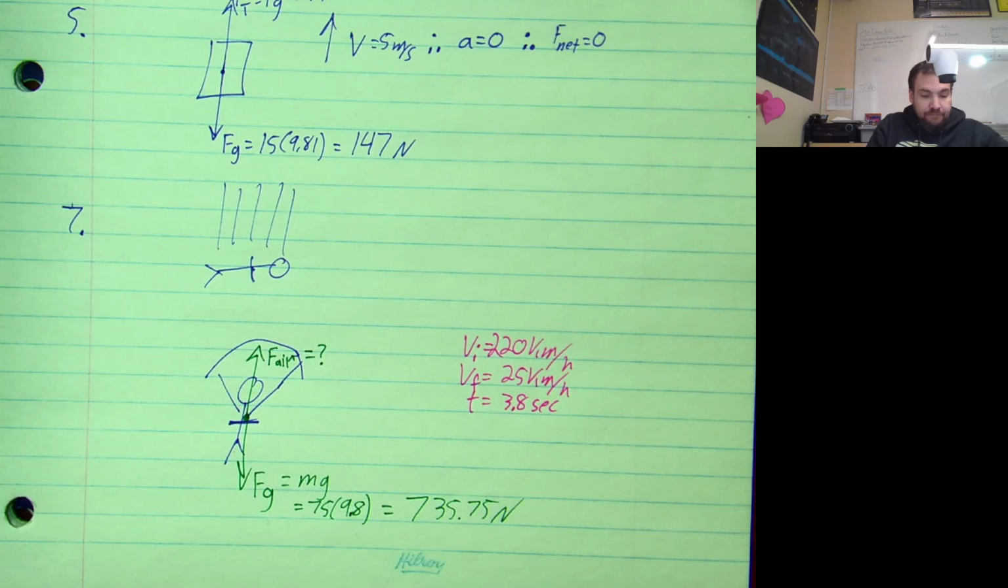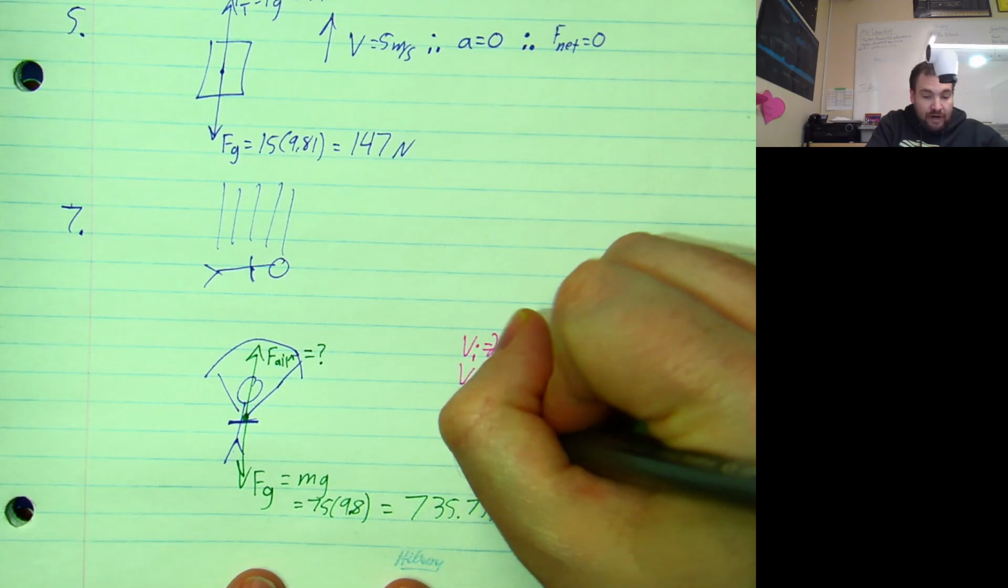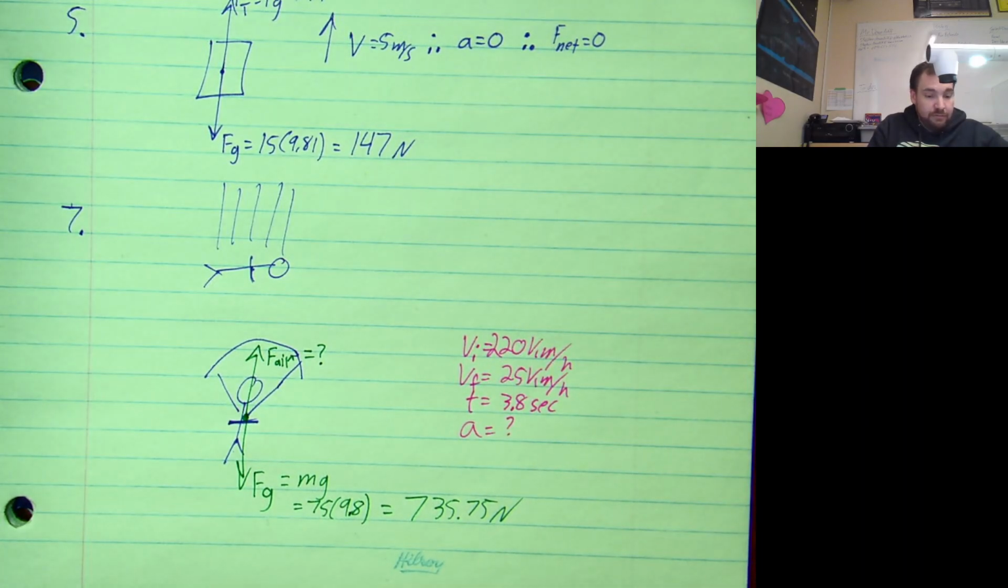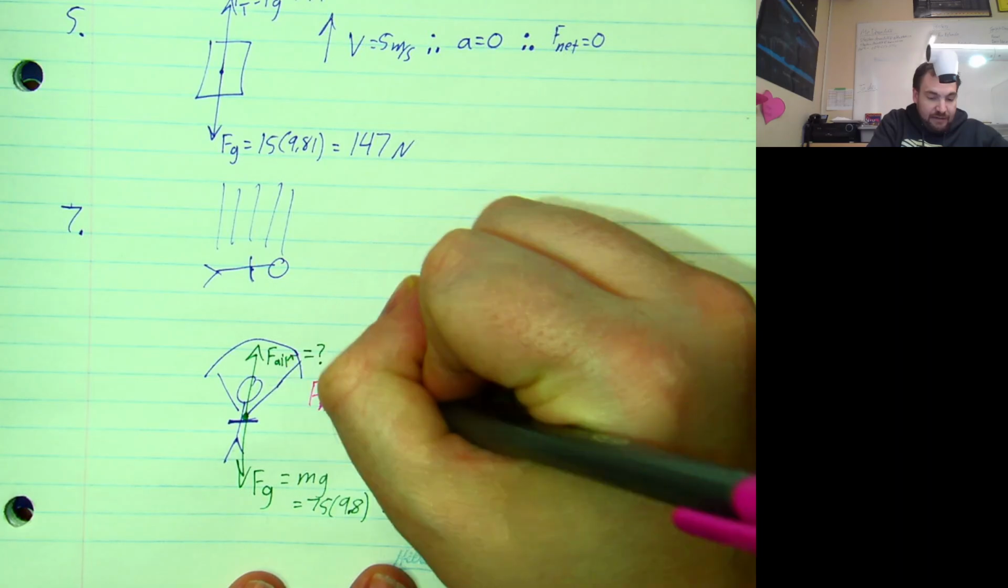So we could figure out acceleration. So we need to find acceleration. Why do we need to find acceleration? Because that will give us our F net for F air. So F net equals ma.